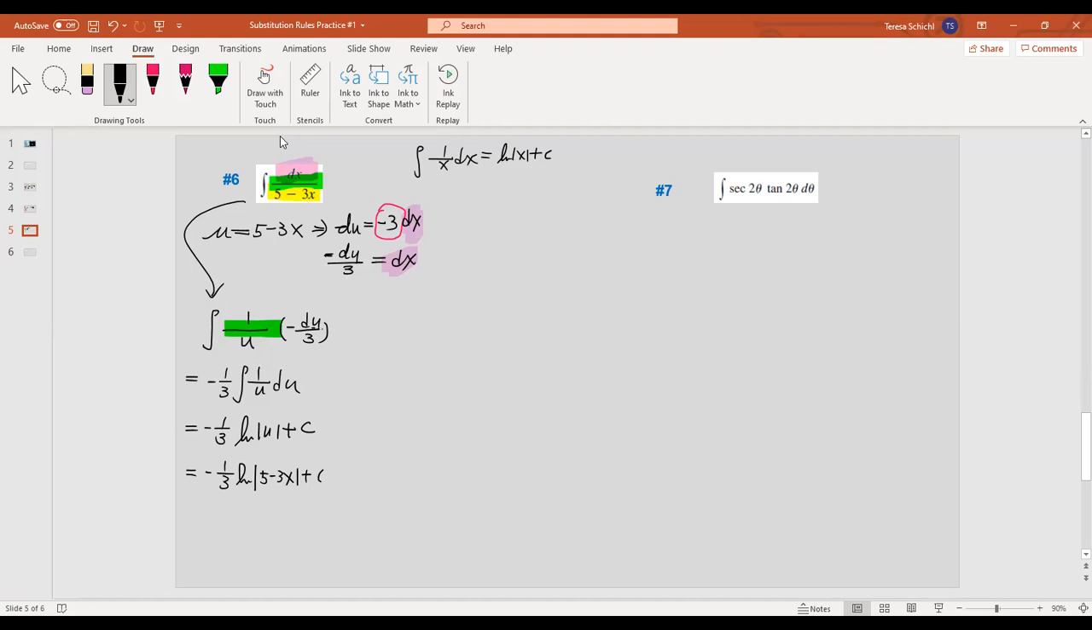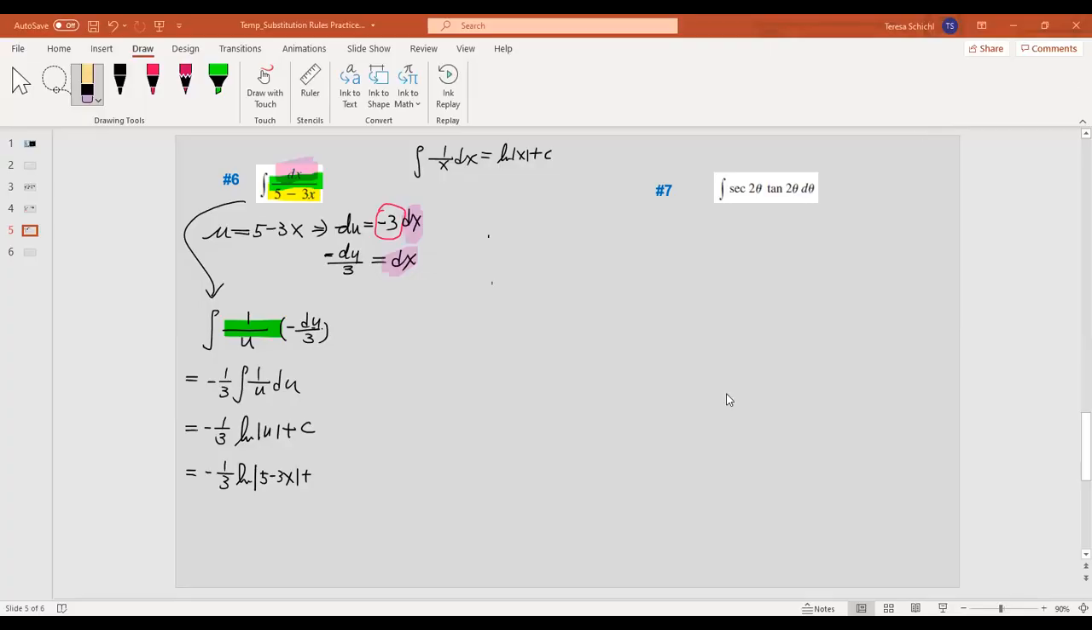All right, so for this problem, it's not too bad either. It's kind of easy for the substitution here. Okay, let's take a look at our next one here. This one we need to be a little bit careful. Okay, let's start here.